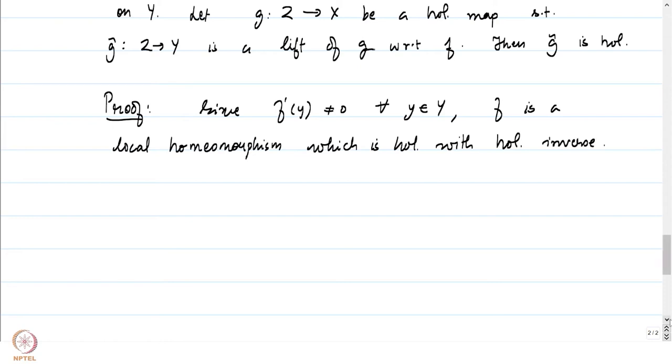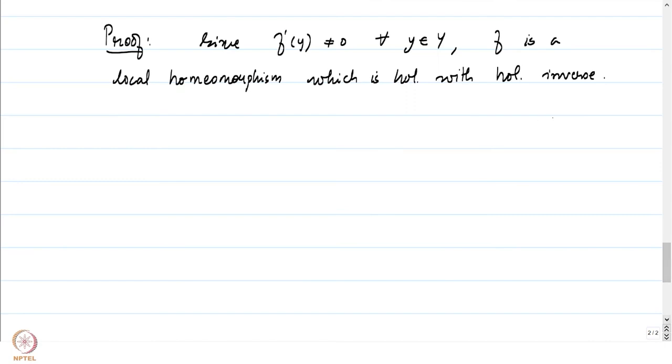Going to use that very crucially. Let's again draw pictures. We have Y, we have X, the map here is F, Z to X is the map G, and we have a lift G tilde. Our goal is to show that it's holomorphic on Z. Holomorphicity is a local property. We'll show that it is holomorphic around every point in Z.